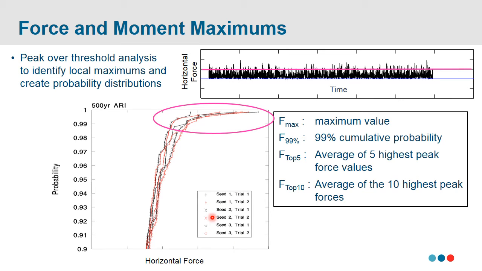So then we have our 6 test results here, and we're most interested in the extreme values, the upper tail of these distributions, and in this case we have quite a range in the maximum values. I just want to mention these various extreme value statistics that we're going to talk about. We have the maximum value, which is clearly the single largest value recorded over the 2-hour test duration. We have the 99 percentile value, which corresponds to the 99 percentile of this cumulative probability. And then we defined in this study two other values: the top 5 value, which is the average of the 5 highest peaks, and the top 10, which is the average of the 10 highest peak values.